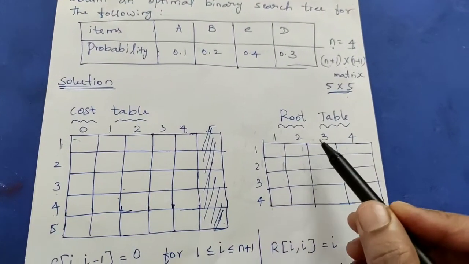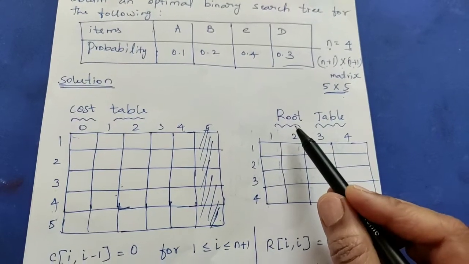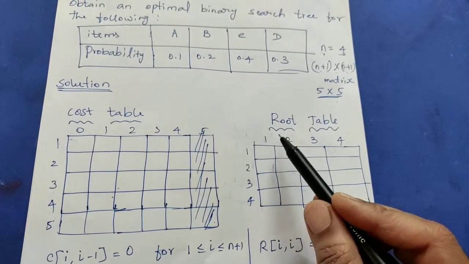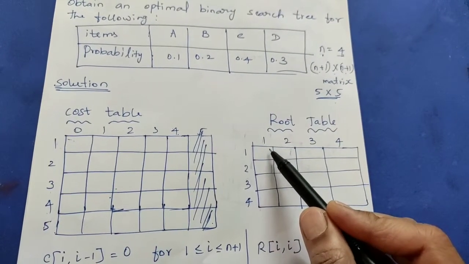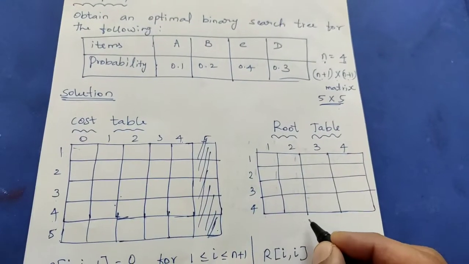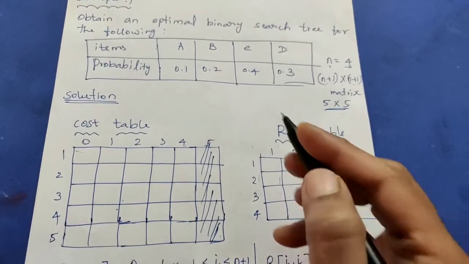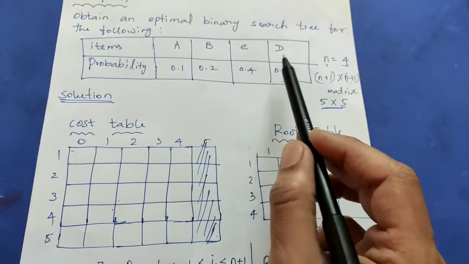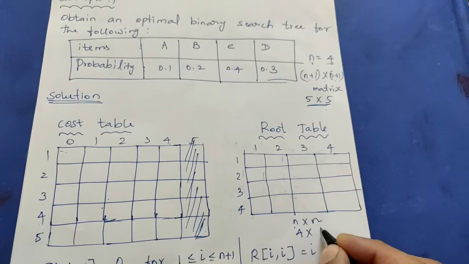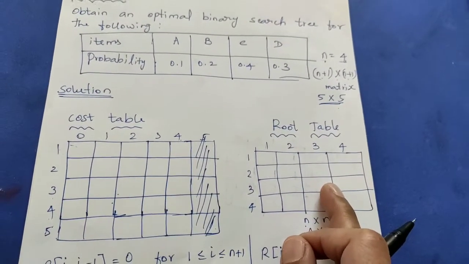The second table you need to consider is the root table. The root table should be of size n by n. What is the n value? That is the number of items, which is 4. That will be considered as n. So I have to consider a 4 by 4 matrix for the root table.